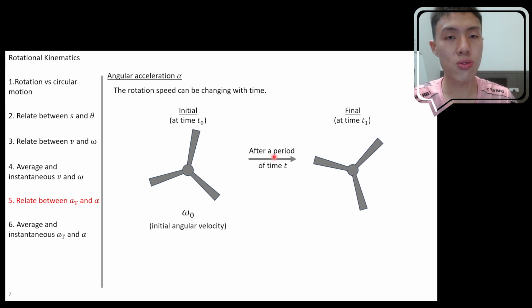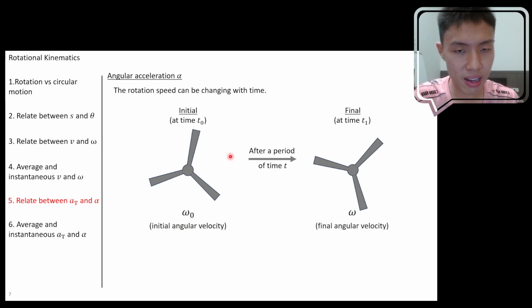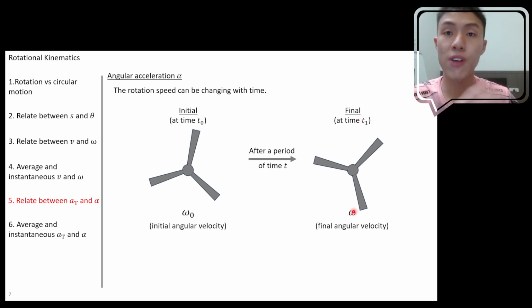Because the rotation speed changed, initially it has an initial angular velocity, and we are going to use the symbol omega naught to represent the initial angular velocity. You can think of it as the initial rotational speed. It's the same idea. After this period of time t, you reach a time t1, and at t1 your angular velocity reaches a final angular velocity. You represent it with omega only, without the naught. Omega here represents final angular velocity.